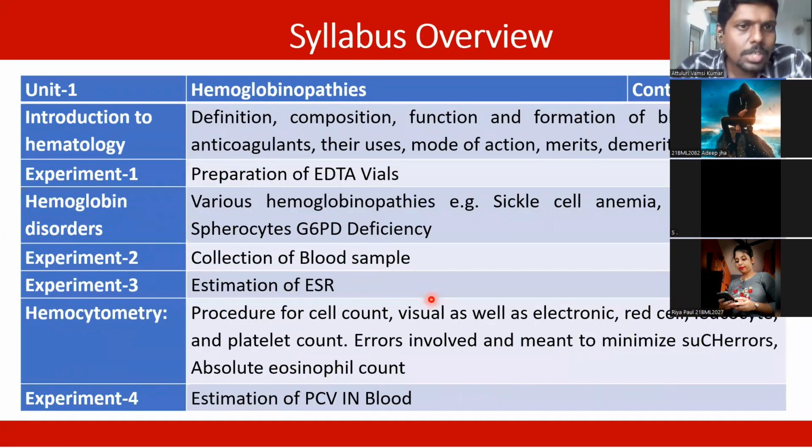The first unit is all about hemoglobinopathies. Here they have given a brief introduction to hematology: the definition, EDTA, various types of hemoglobinopathies, collection of blood, ESR counts, PCV, and some blood-specific tests have been given in unit 1.